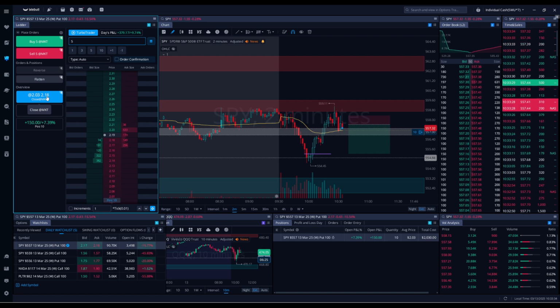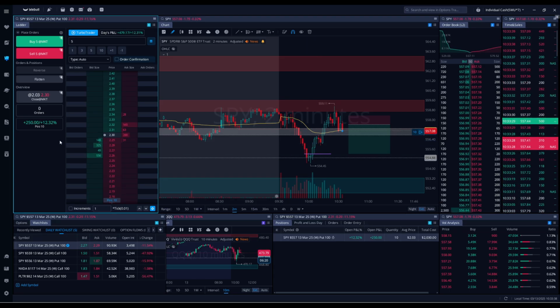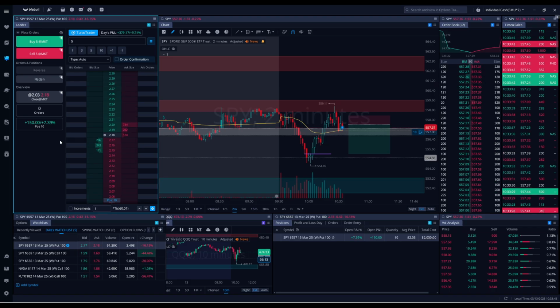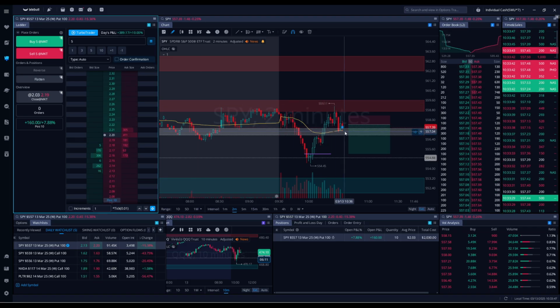Here's the push down. Let's see if we can get a follow through here. Up about 13% here now. It immediately got bought up. Someone just got filled there.